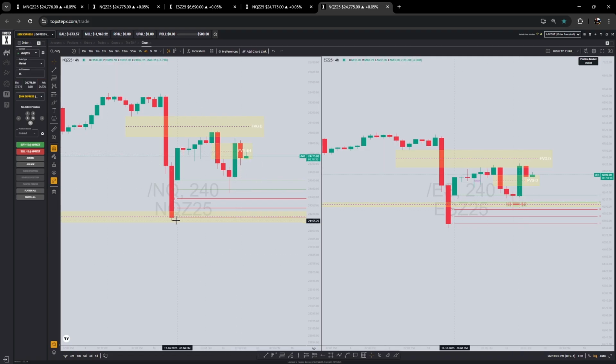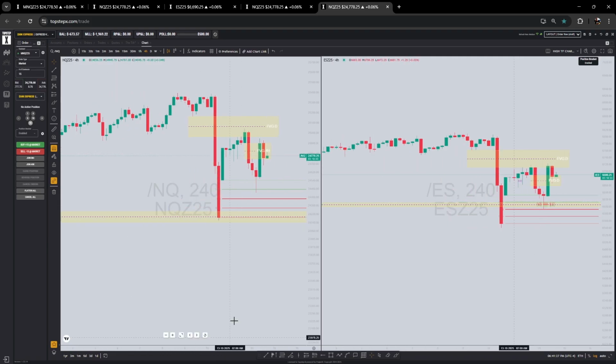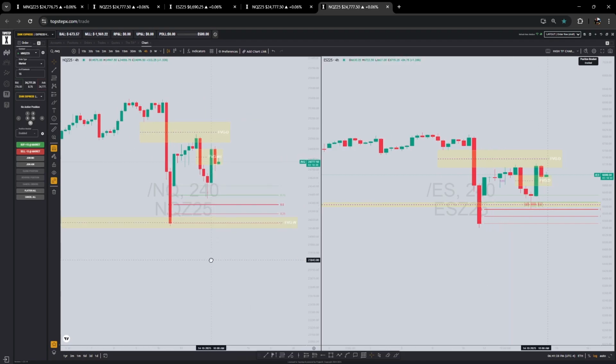So guys, after this rejection from NQ, respecting 50% of this weekly fair value gap, I wanted to see price, if we were going to continue bearish, trade back into this 4 hour fair value gap before trading bearish. So we were here in my pre-market analysis on the 4 hour time frame. We were here, so I wanted to see a move into this 4 hour fair value gap.